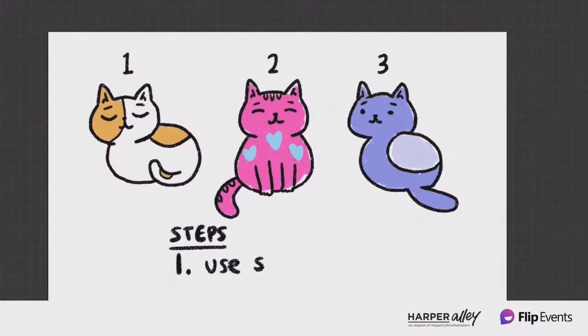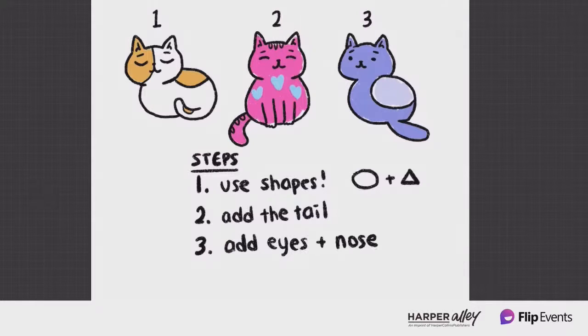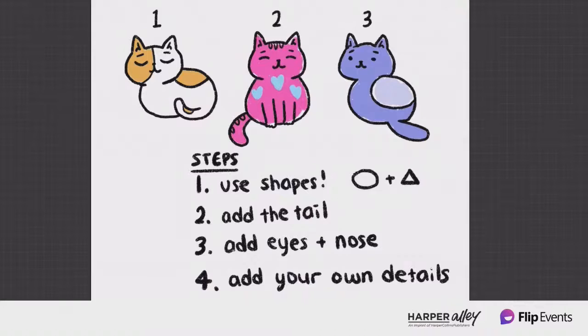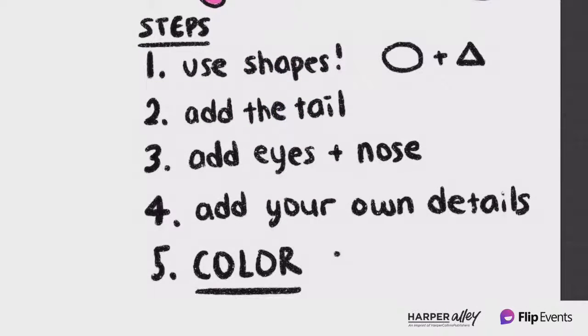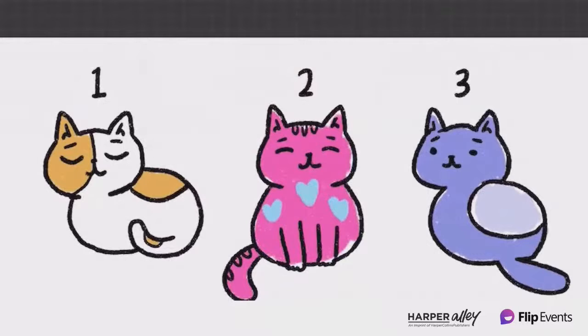And so here are the steps all together at once. Number one, remember to use shapes, the two ovals and the two triangles. Remember to add the tail, the little swoosh, or however straight you want to make it. Add the eyes and the nose, the upside down U's, the regular U's, or even the dots, and add your own details. And again, be as fun and creative with this part as you want. Add in whatever kinds of hearts, stars, shapes. And finally, add in your color. It can be yellow, red, orange, pink, whatever color you want. And in the end, you're going to have your very own cute, adorable, magical cat.